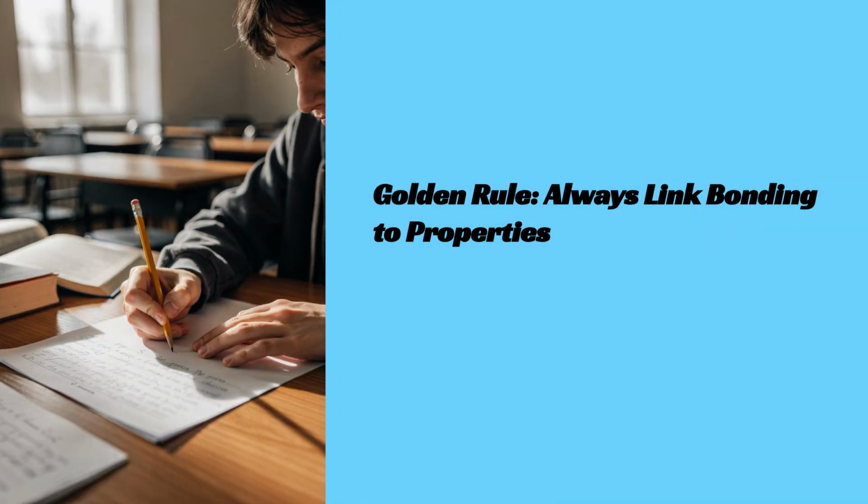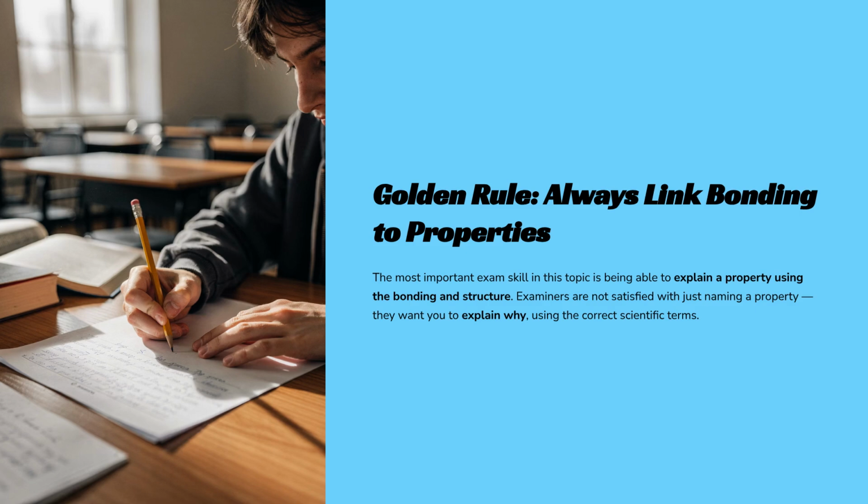This final chapter provides exam tips to help you maximize your marks on bonding questions. The golden rule is to always link bonding to properties. Don't just name a property. Use the correct scientific terms to explain why it occurs based on the substance's structure and bonding.